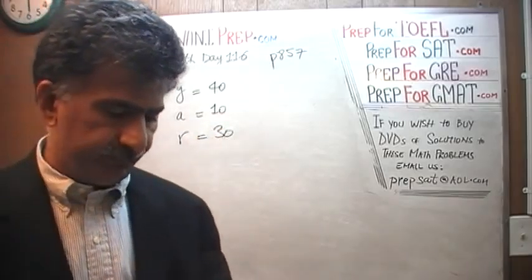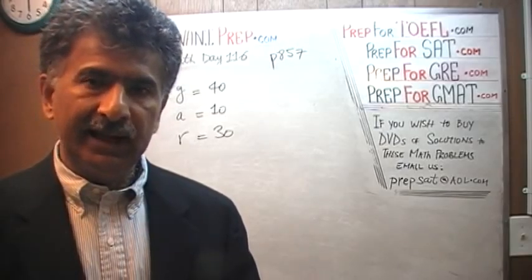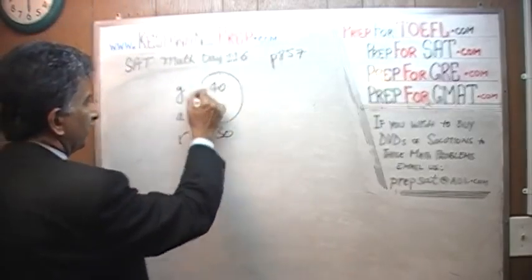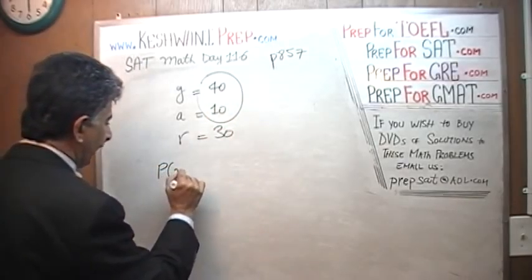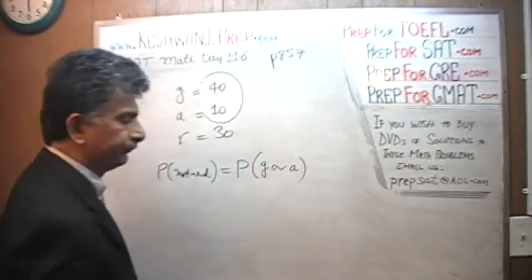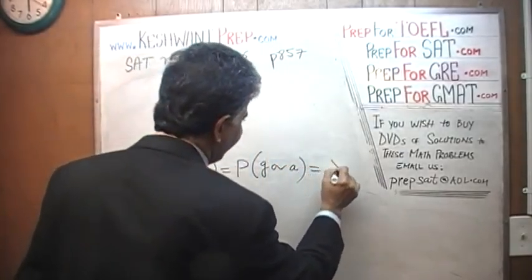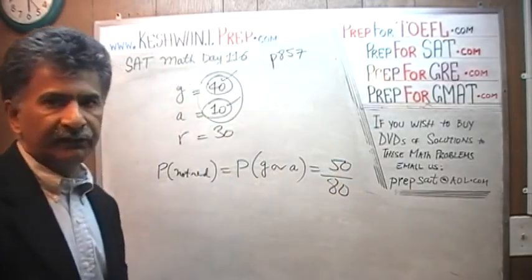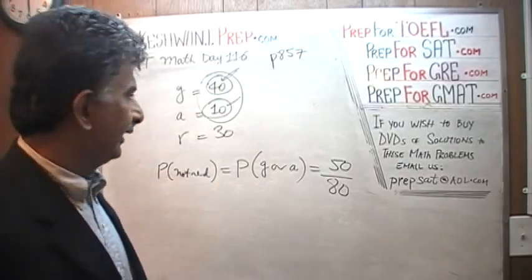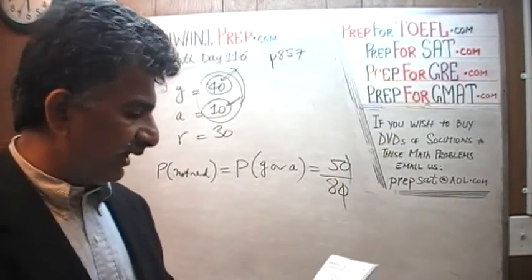What are they asking? At a randomly chosen time, what are the odds that the light will not be red? If it's not red, it's got to be either green or amber. So the odds of not red is the same as the odds of green or amber. And the odds that it's going to be green or amber is 40 plus 10, which is 50 out of 80. Because the entire cycle is 80 seconds, of which it remains green for 40 seconds, it goes to amber for 10 seconds, hence 50 seconds total out of 80. You divide the top and bottom by 10 and you end up with 5/8. The answer is B.